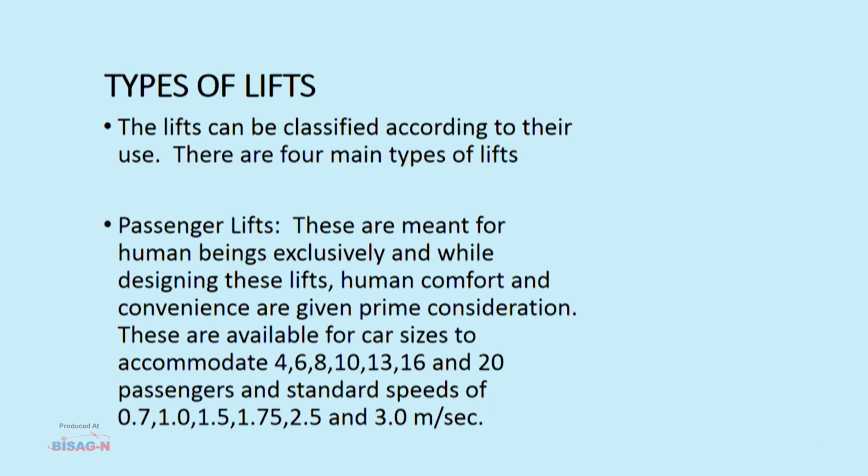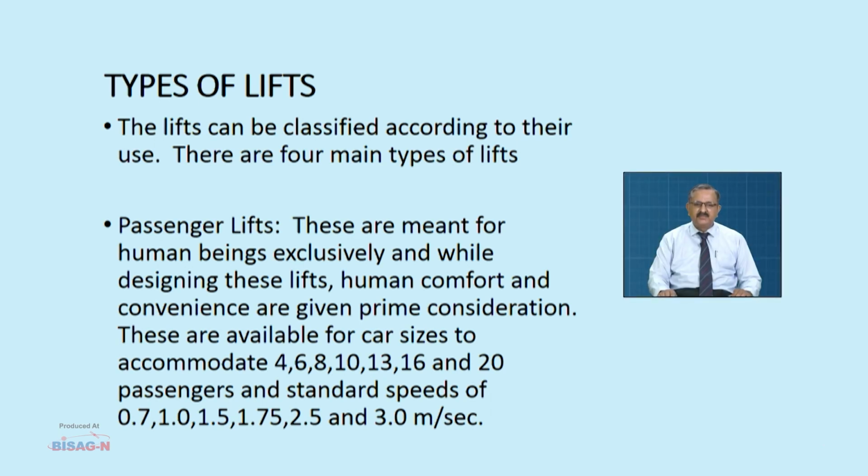Number one, passenger lifts. These are meant for human beings exclusively, and while designing these lifts, human comfort and convenience are given prime consideration. These are available for car sizes to accommodate 4, 6, 8, 10 to 13, 16 and 20 passengers and standard speeds of 0.7, 1, 1.5, 1.75, 2.5 and 3 meters per second.